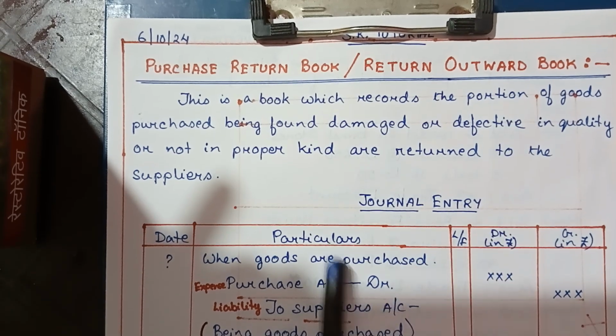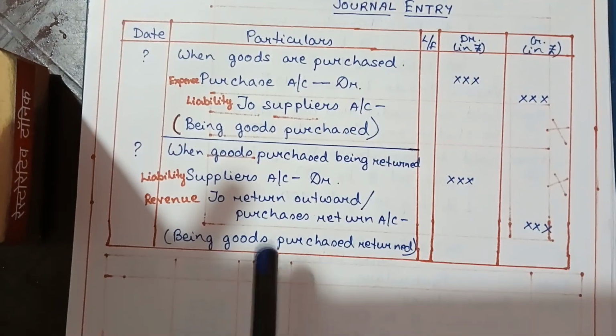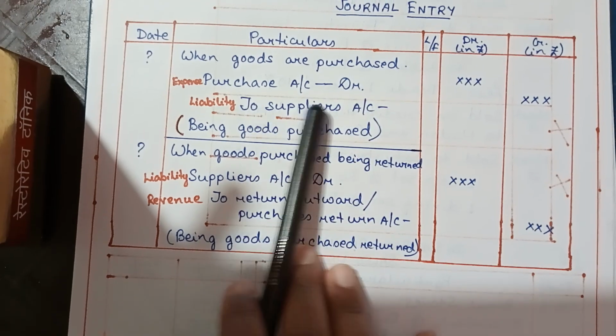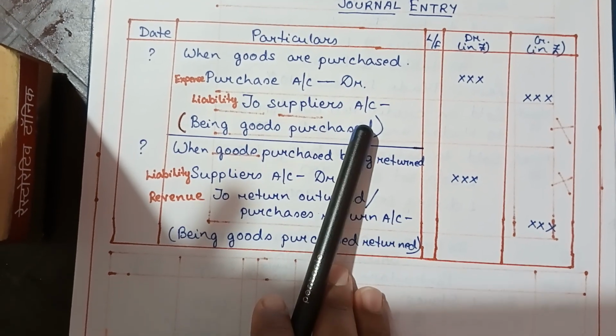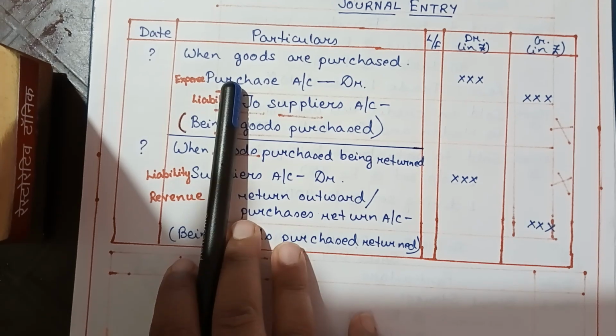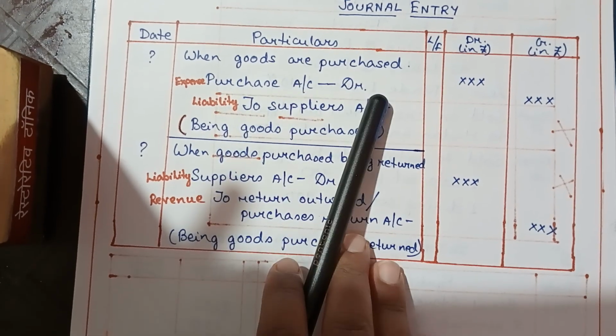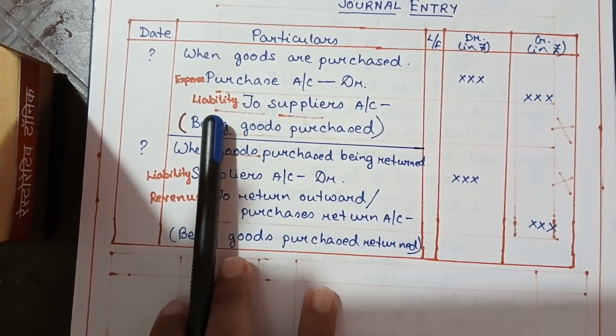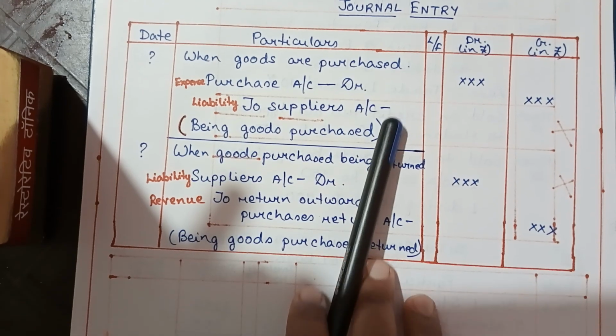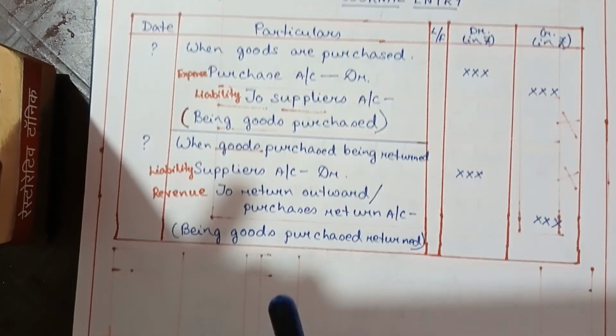And the journal entries are, you see, for the purchase of goods it is purchase account debited to suppliers account. Purchase expense account increases, so it should be debited. Suppliers liability account increases, so it should be credited.